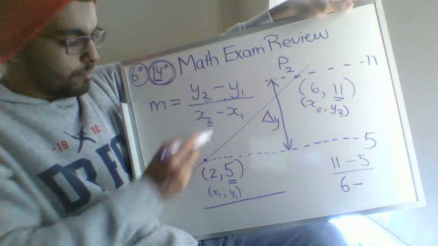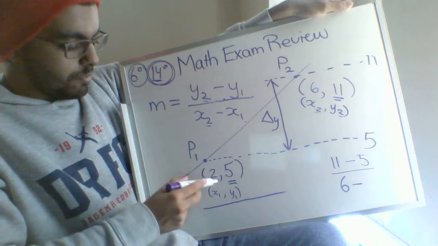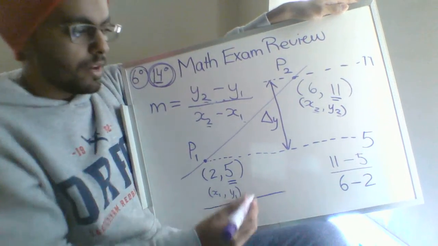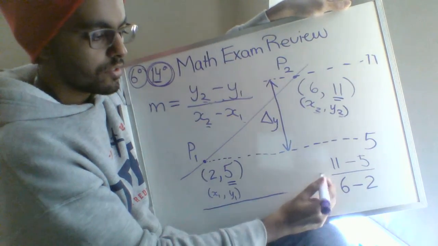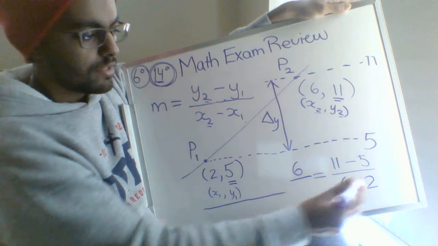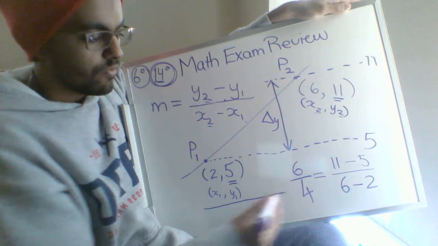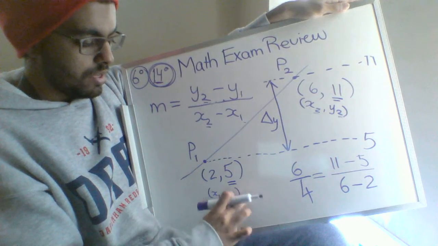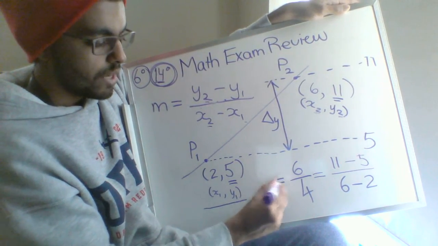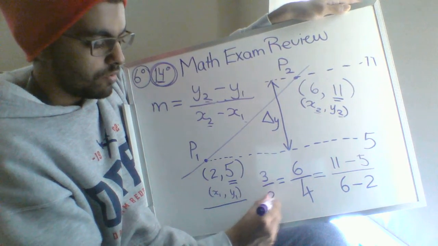We go to point 1 because it's x number 1, and then we take the x coordinate, which is 2, and we plug that in right there. Now we solve that. 11 minus 5 is 6, 6 minus 2 is 4, and that's your slope, which you can simplify to 3 over 2.